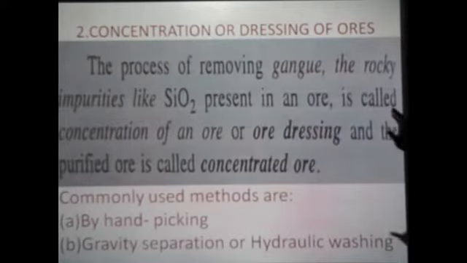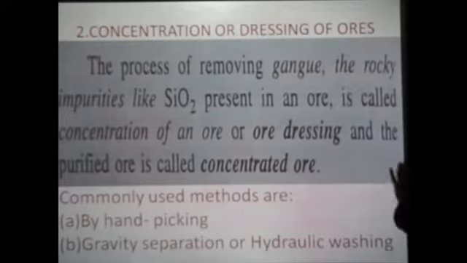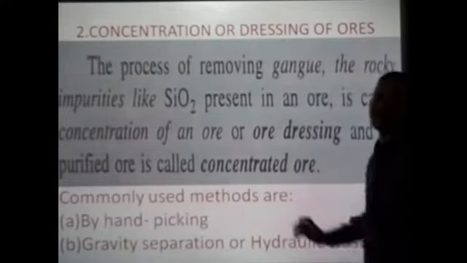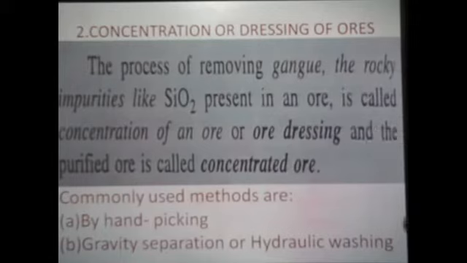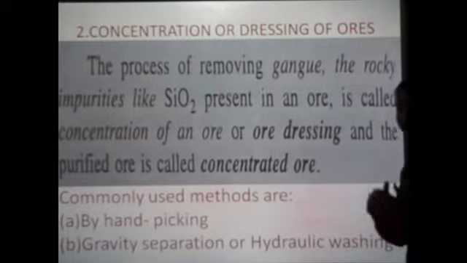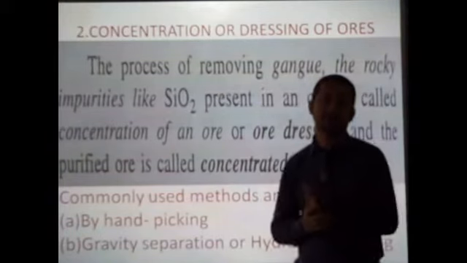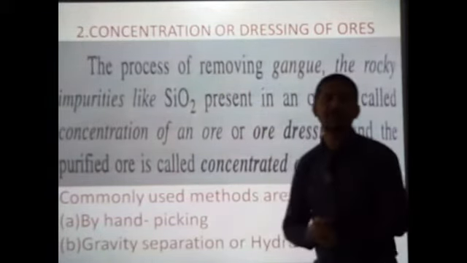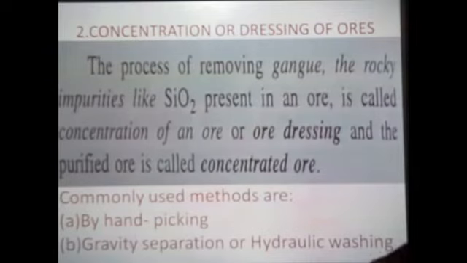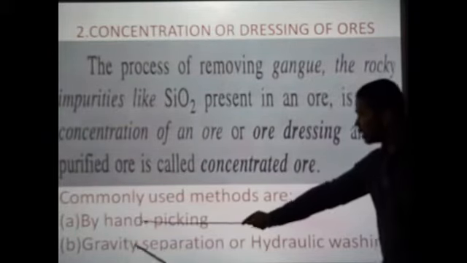So all the gangue, the rocky impurities present in ore, can be separated in this step. So it's called concentration of an ore or ore dressing, and the purified ore is called concentrated ore. After the removal of impurities, after the removal of gangue or matrix, whatever is left is called concentrated ore. And commonly used methods for this concentration or dressing of ores: by hand picking.